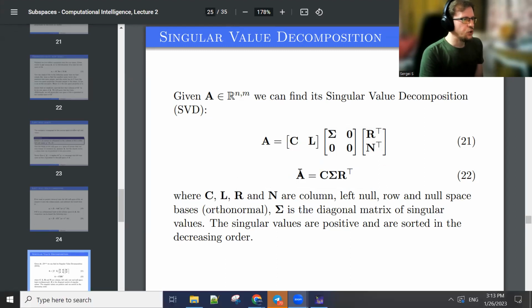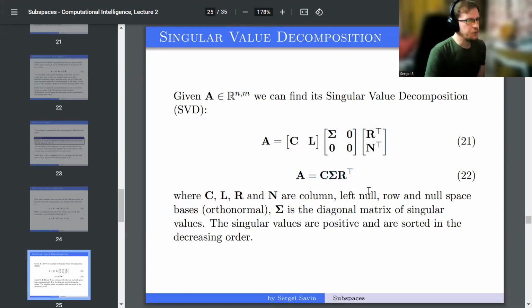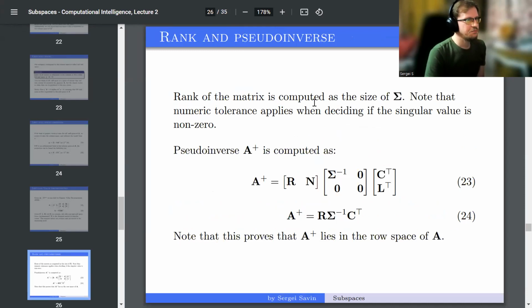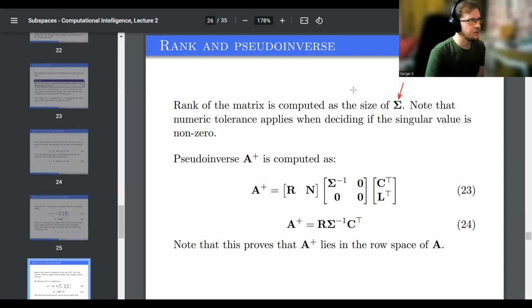Good. Now we know what it looks like in terms of subspaces. Now let us move on. So the rank of the matrix is computed as the size of sigma. Sigma is a full rank matrix, but note that in order to find the cutoff, so what is sigma and what is 0, computers use numeric tolerance. And if your tolerance is coarse, sigma is going to be smaller. If the tolerance is higher, the sigma is going to be bigger.